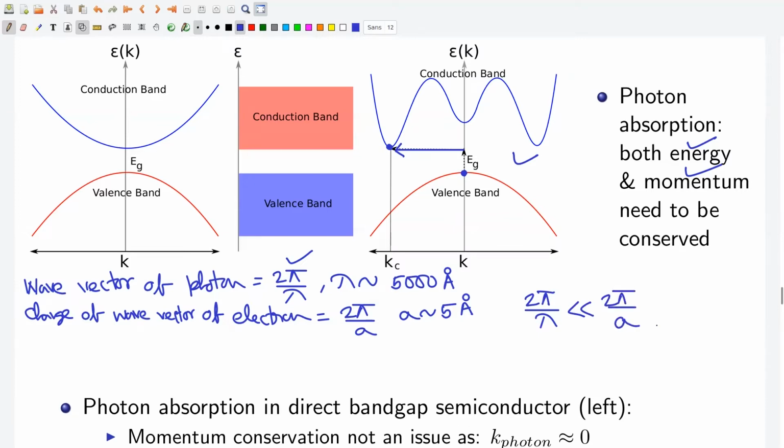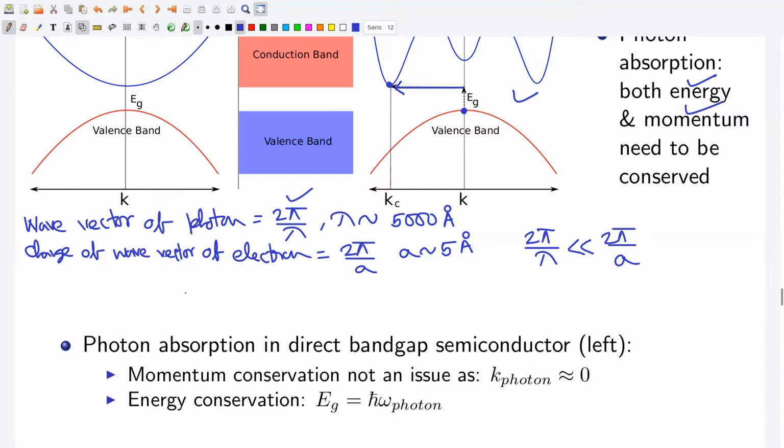In case of a direct bandgap semiconductor like gallium arsenide, the electron is getting excited from this point to this point. In this case, momentum conservation is not an issue because K photon is negligible, and energy conservation is E gap is equal to h bar times the frequency of the photon absorbed.